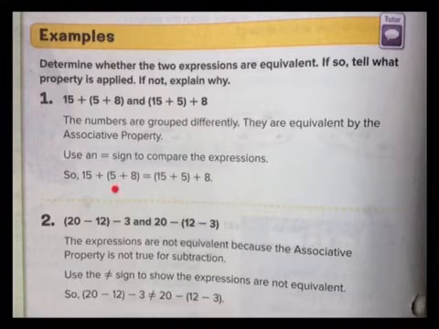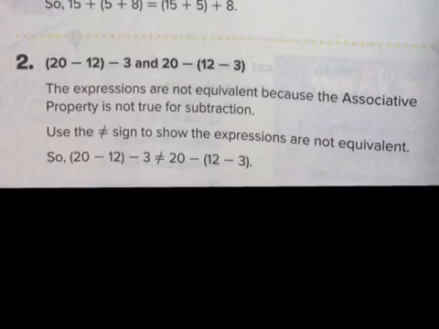So 15 plus 5 plus 8 equals 15 plus 5 plus 8, except we put parentheses so that we do this first, and on this one we do this first. Number 2. Something we need to make a note of is that the commutative property only applies to addition and multiplication, not subtraction or division. Because if you actually change the order of subtraction or division, it's not going to work.